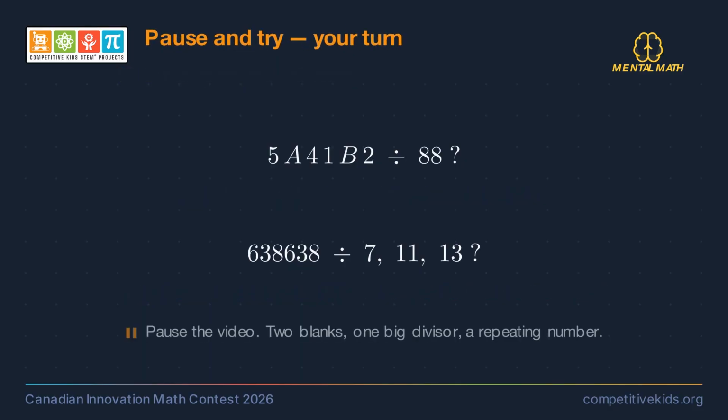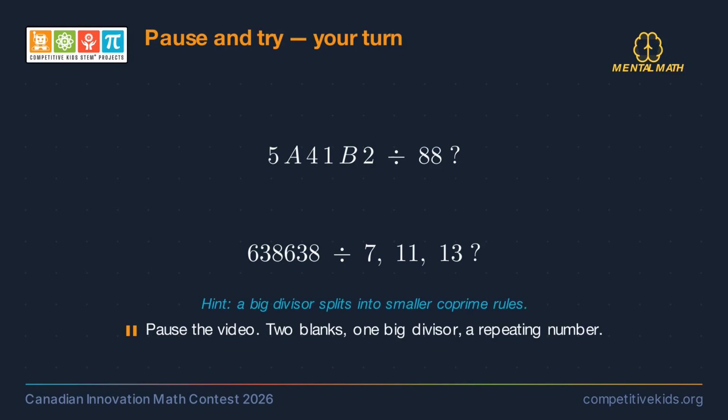Pause the video. 2 blanks, 1 big divisor, and a number that repeats itself. Here is a hint. A big divisor splits into smaller coprime rules.